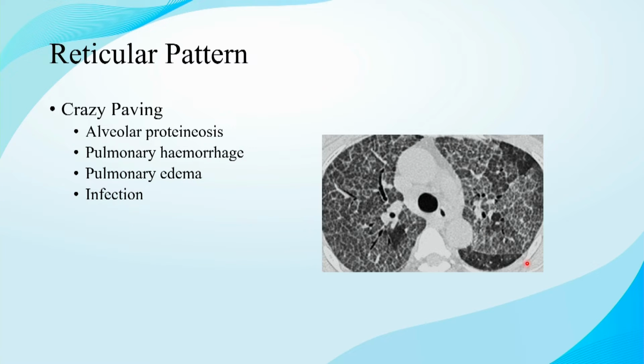A note is made of the crazy paving pattern. So what is the crazy paving pattern? It is nothing but diffuse interlobular septal thickening in the background of ground glass opacification. As you can see, this is a normal lung, whereas this lung has increased attenuation because of the ground glass opacification, and superimposed on it are the diffuse interlobular septal thickenings. So this is classically described in alveolar proteinosis, but please remember it's a very rare cause, and we do normally encounter it in pulmonary hemorrhage, pulmonary edema, infection, and other causes.